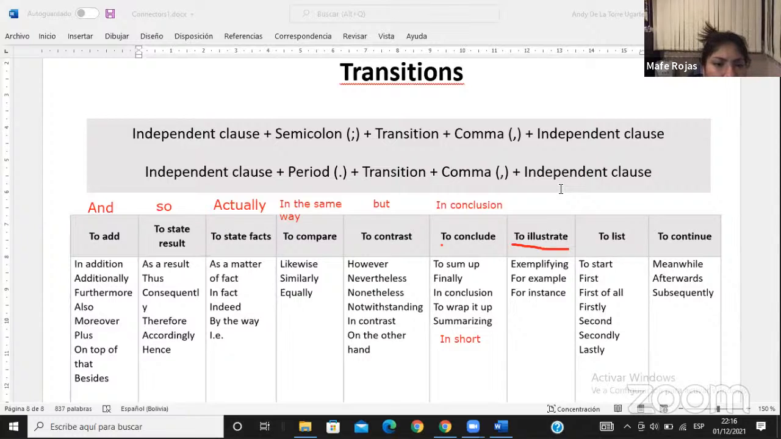What's the meaning of notwithstanding? Notwithstanding, it's but, however, the same. Like, sin embargo, I don't know. What's another word? No obstante? Yeah.